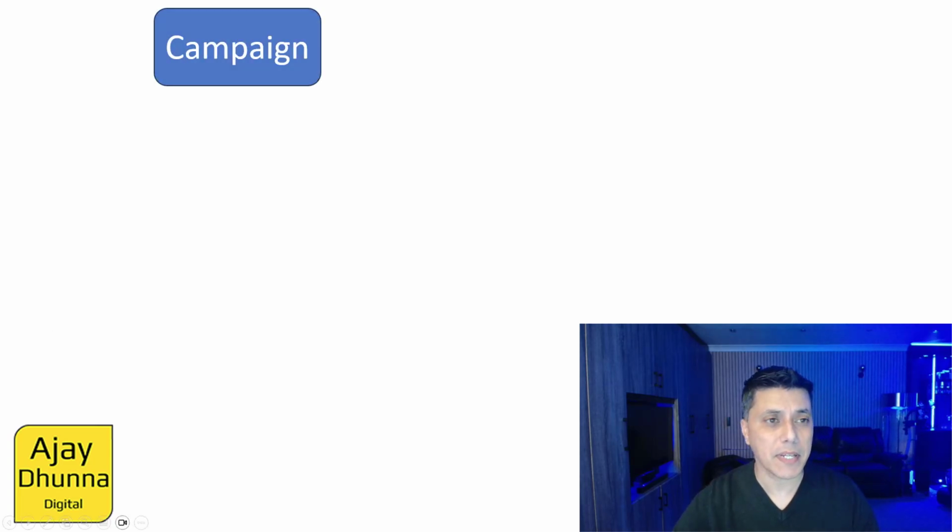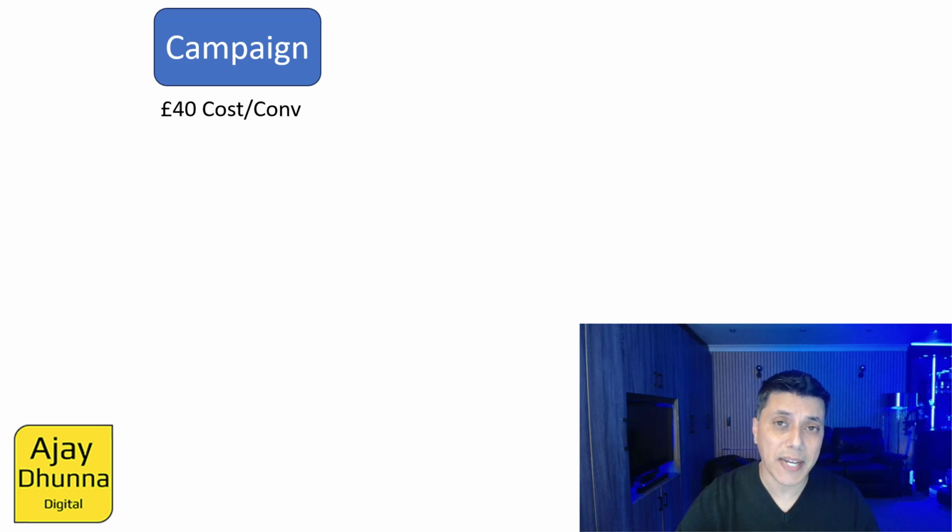Let's assume you've got a campaign, and it's converting at £40 cost per conversion, and you want to bring that down. You've tried everything you can, but you haven't tried this one thing I'm about to tell you, which has to do with restructuring your ad groups.